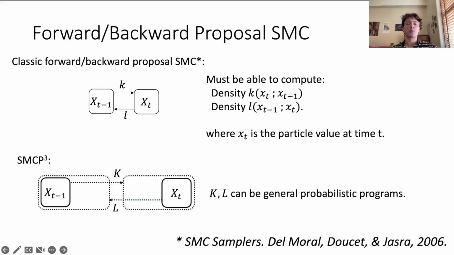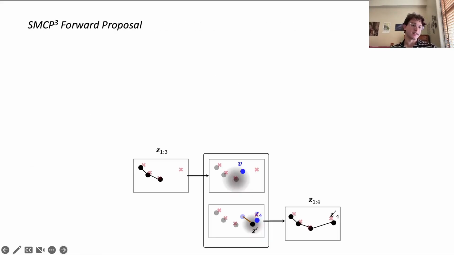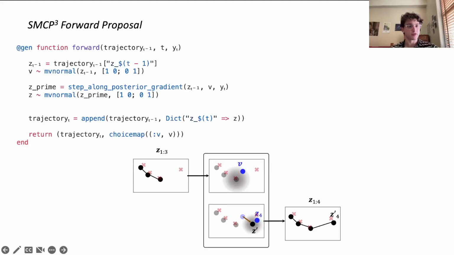Now, in the paper, we walk through how to generalize from classic forward-backward SMC to SMCP3, and exactly what the particle updates look like. But in this talk, I'm just going to flash through what it looks like in our example. So the idea is that we can write this proposal process we described earlier as a probabilistic program.